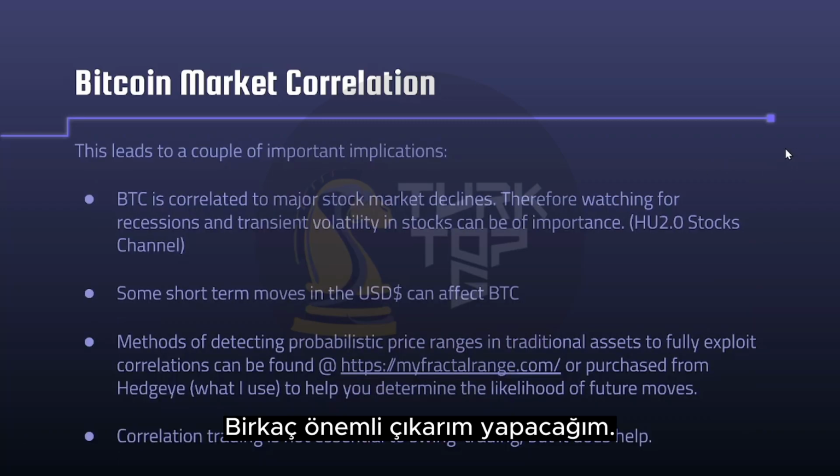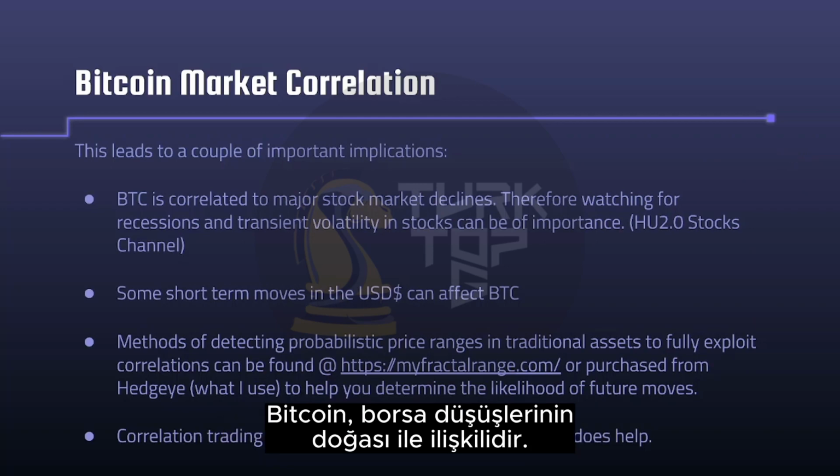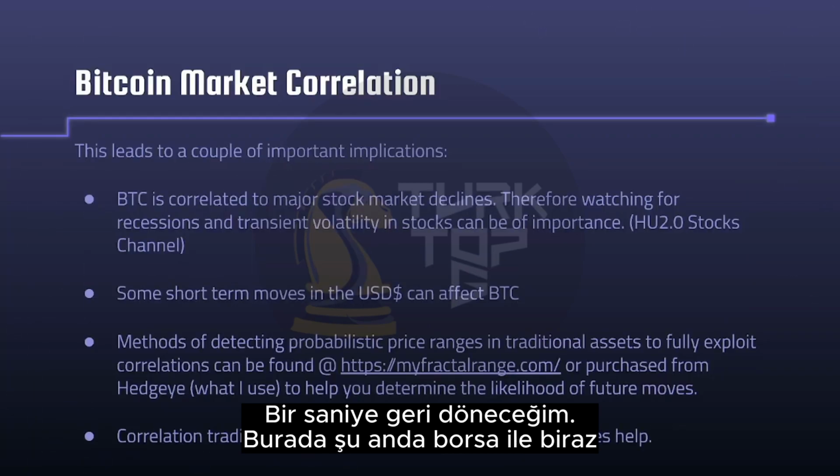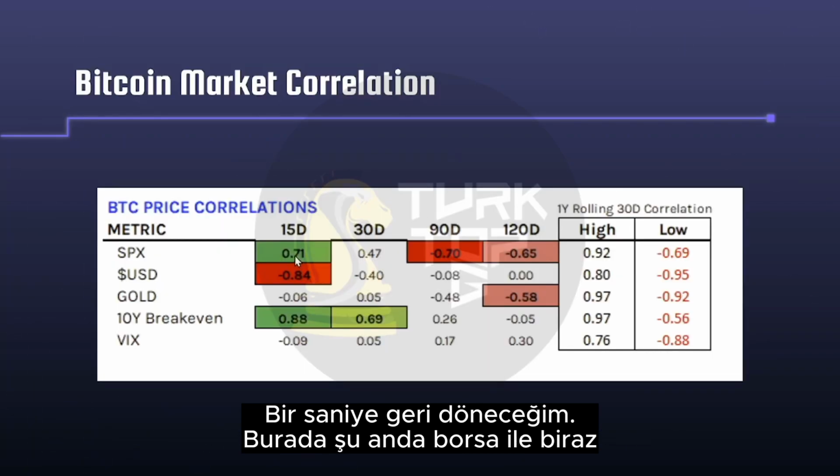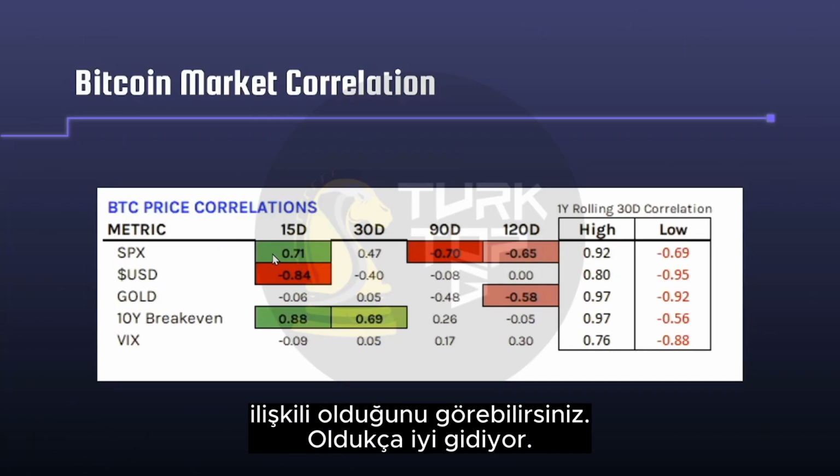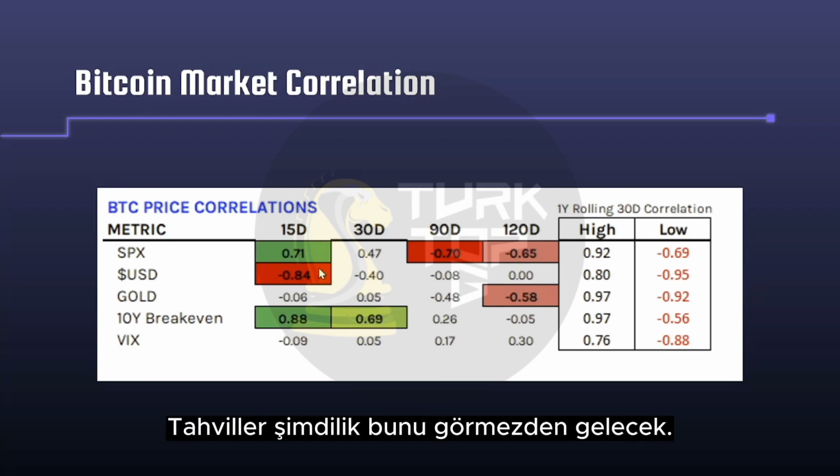This leads to a couple of important implications. Bitcoin is correlated to major stock market declines. So I'll just go back one second. Whoop. You can see here that it's slightly correlated to the stock market at the moment. It's doing quite well. Bonds, ignore that for the moment.